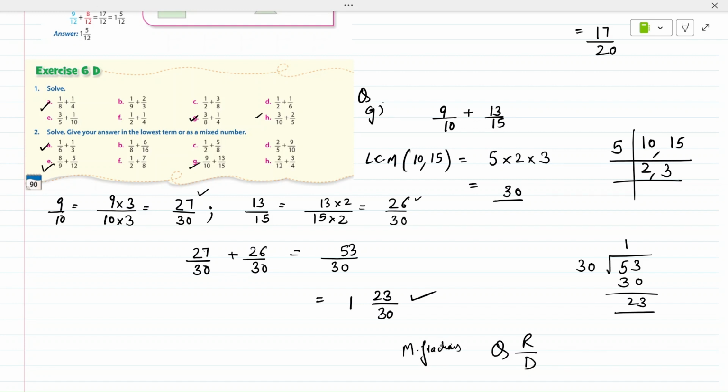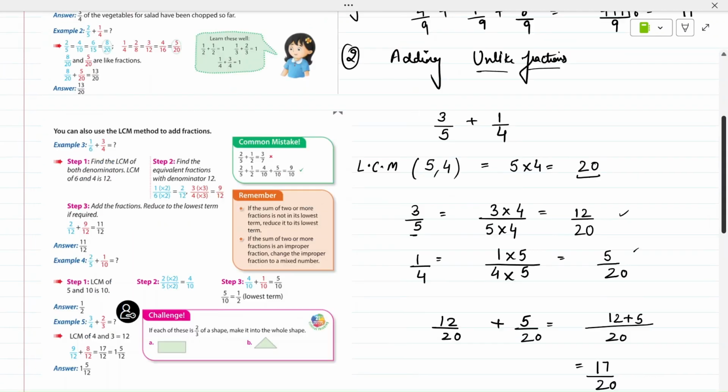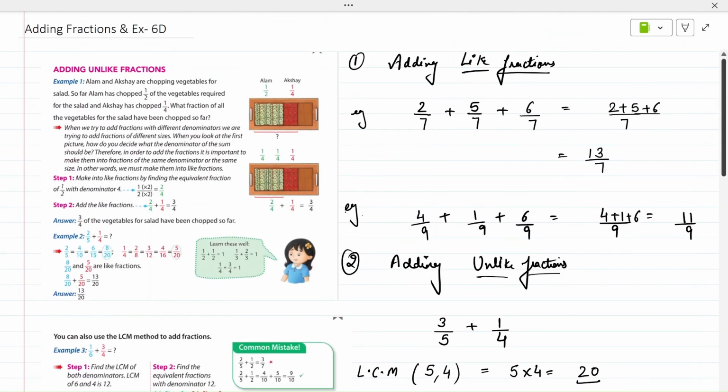Okay, so with this we have completed this exercise of addition of fractions, and in the next class we are going to pick adding the mixed fractions.